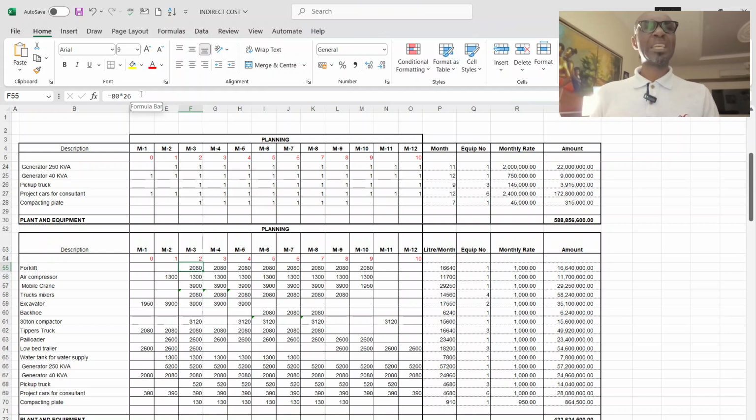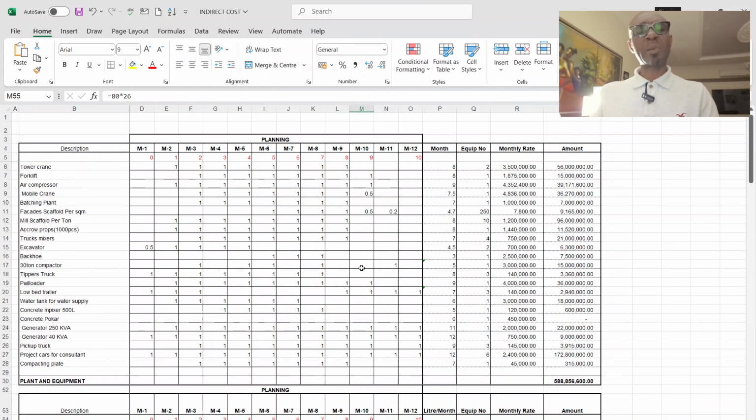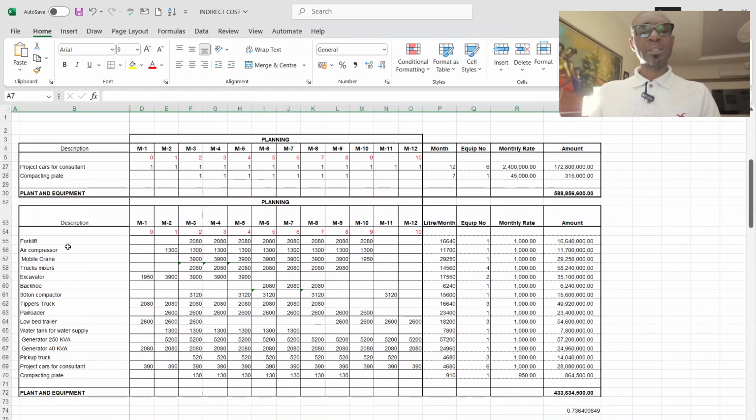Somebody will ask, why is it not 30? Why are we having 26? Because 4 Sundays are in 1 month. If you take out the 4 Sundays, you're going to have 26 days. That's why you have 26. So 80, which is a daily consumption, multiplied by 26 gives you what the monthly consumption will be. So the forklift consumption is 2,800 for 1 month. For the period of months I have planned for it during deployment, that is the same period of months I'm going to plan for the diesel.